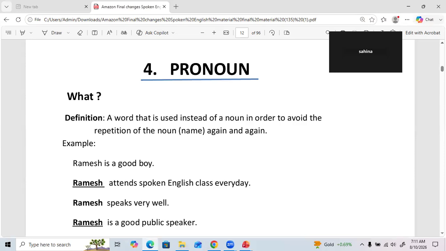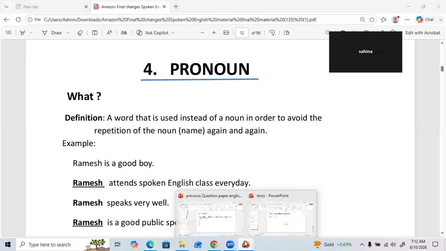But I would say no. For example, if I say there is a boy called Ramesh, so Ramesh is a good boy. Ramesh speaks well. So if I keep saying that Ramesh is good, Ramesh does everything and all these things, Ramesh will feel good or bad, and obviously he will feel good. So why do I need to use pronoun? And the reason lies in the introduction. Now let me tell you why we need to use pronoun.